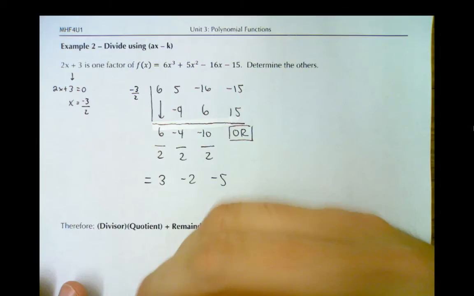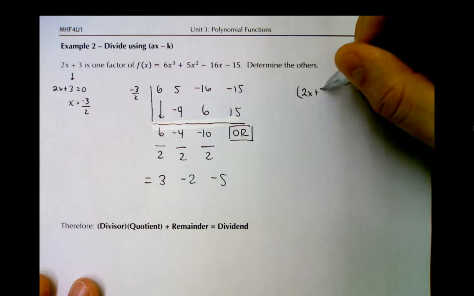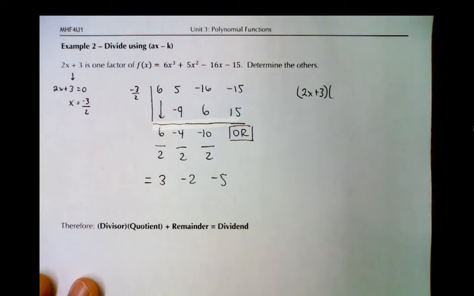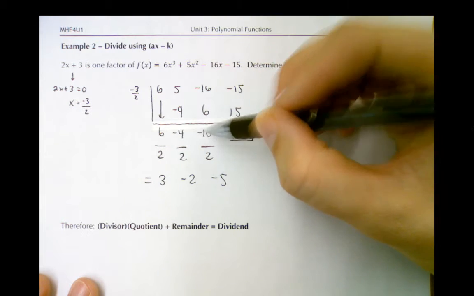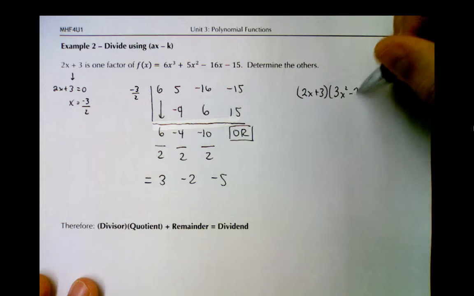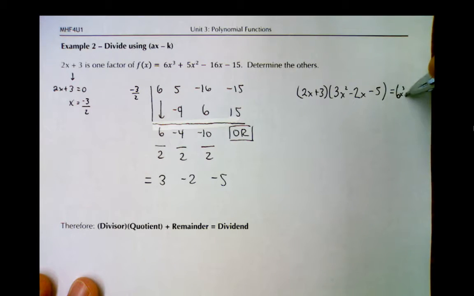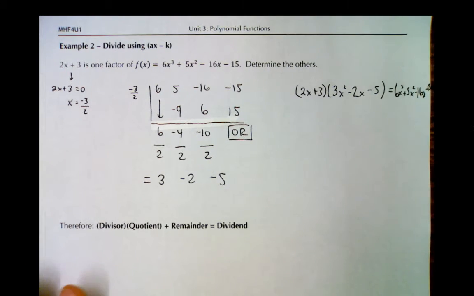So now we can write our division statement. Our divisor was 2x plus 3. Our quotient is not with these coefficients, but with these coefficients. So 3x squared minus 2x minus 5. And that will equal our original polynomial, 6x cubed plus 5x squared minus 16x minus 15. I had to squeeze that one in there on the end.